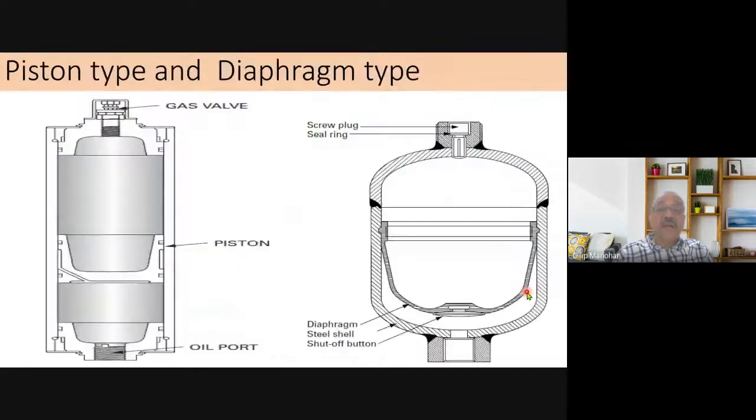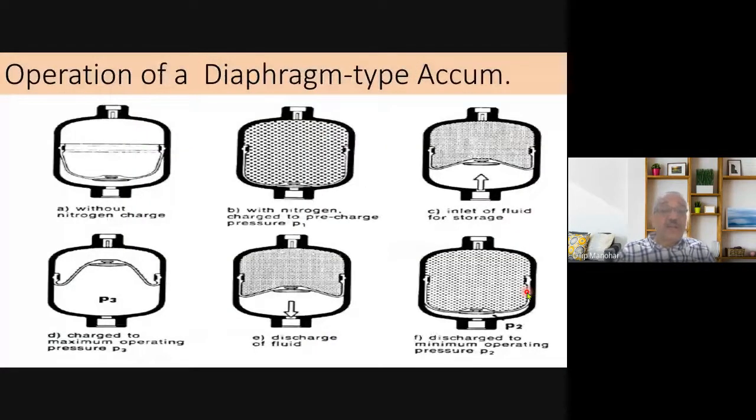This is the diaphragm type. We'll only study the bladder. So here, the bladder is supposed to be filled up with dry nitrogen. This is the construction detail. In the beginning, I think this is a diaphragm type accumulator.